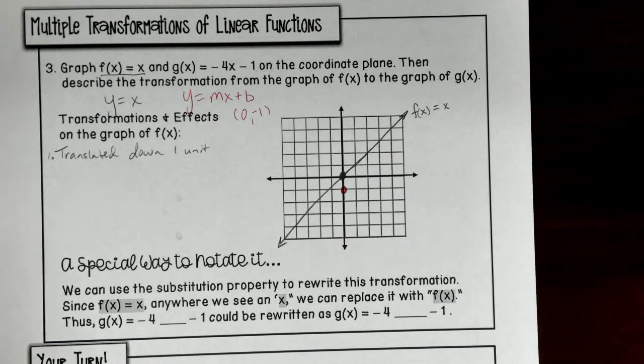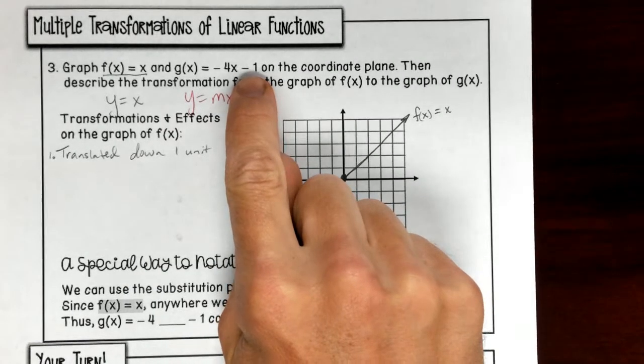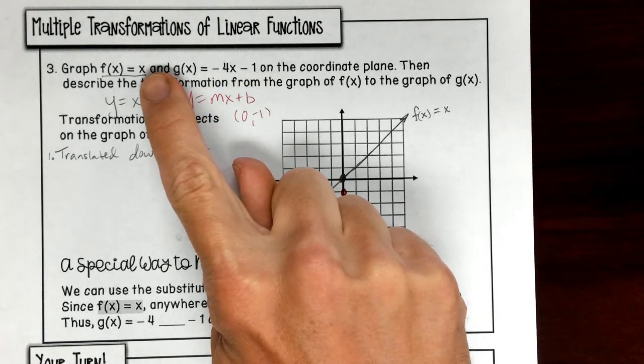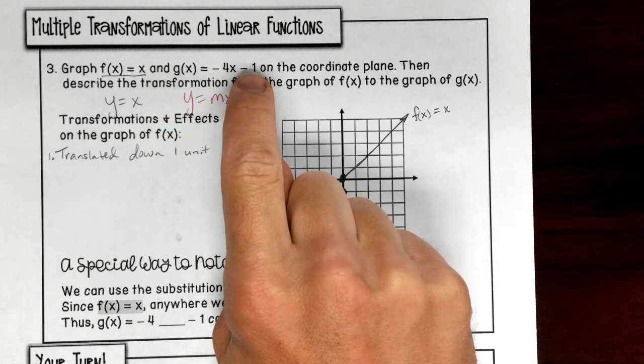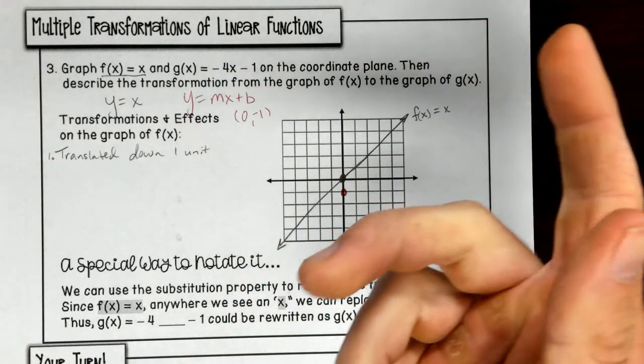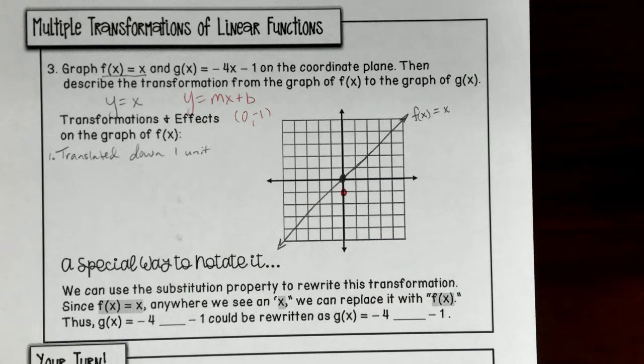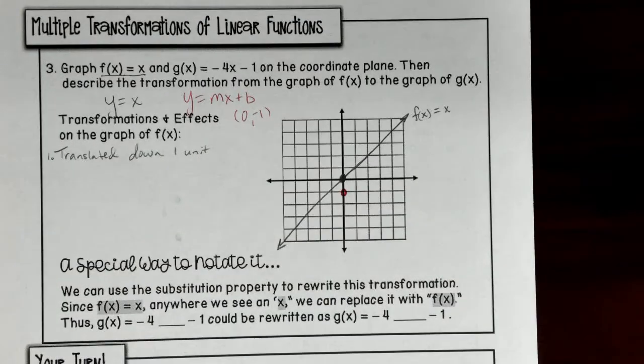Because again, we changed the y-intercept. Anytime you change the y-intercept, you're either going up or down. Okay, and we went negative 1, so we went down 1 from 0, right? It went from 0 to minus 1. So obviously we went down 1. So first transformation, it translated down 1 unit. Let's look at our second transformation. Okay, our second transformation.